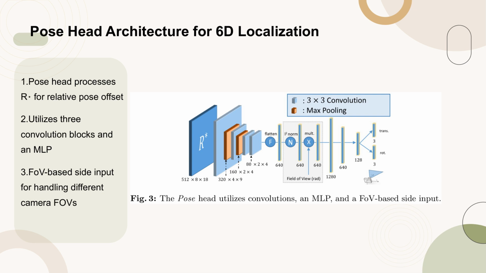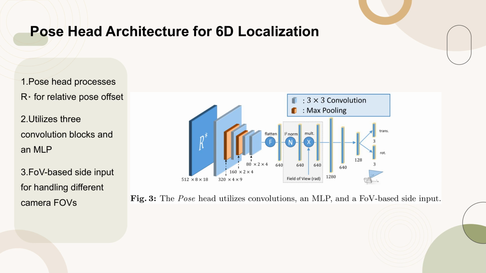Figure 3 illustrates the architecture of the pose head, which is crucial for estimating the relative pose offset of the camera with respect to a panorama rendering. The pose head employs 3 convolution blocks, with the first two followed by a max pooling layer to compress the features. These features are then flattened into a 1D embedding. The resulting embedding r* is an element of R^C, where C equals 640 for a panorama of dimensions 256 by 128.